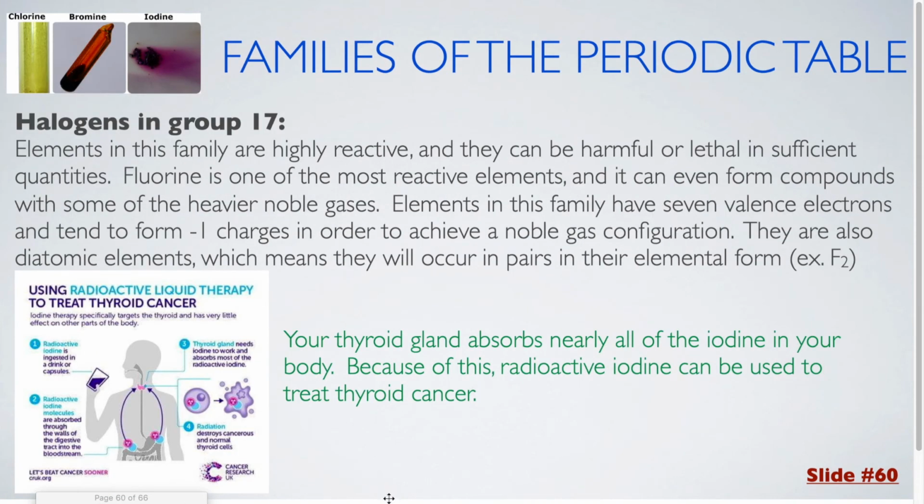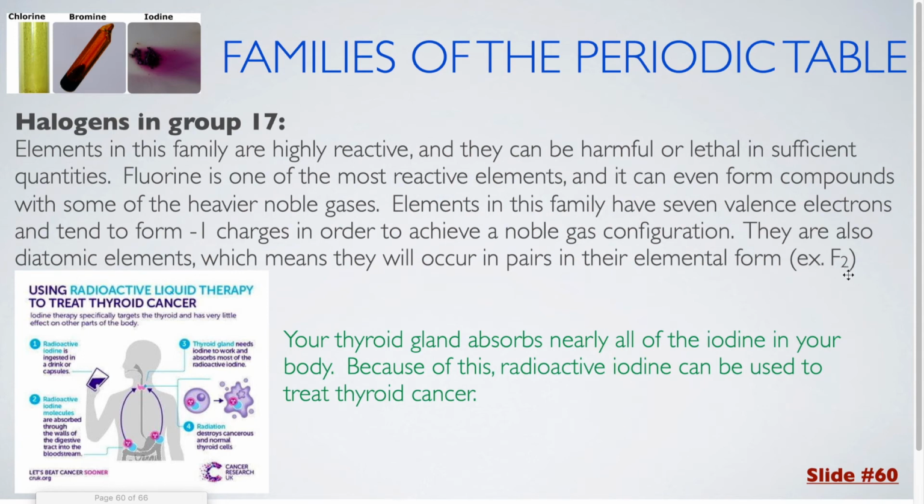The halogen family is in group 17. Elements in this family are highly reactive, somewhat similarly to the alkali metals in group 1, and they can be harmful or lethal in sufficient quantities. Fluorine is one of the most reactive elements, and it can even form compounds with some of the heavier noble gases which otherwise would not like to react. Elements in this family have 7 valence electrons and tend to form -1 charges in order to achieve a noble gas configuration. They are also diatomic elements, which means that they would occur in pairs in their elemental form.